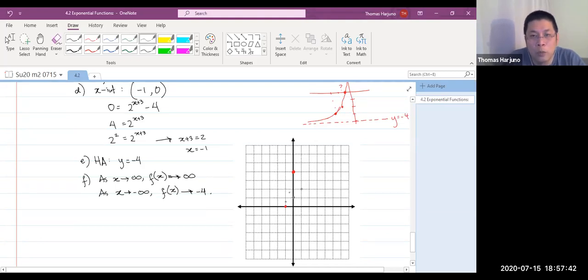Now then do that movement. Move 3 units to the left. So this guy here, move 3 units to the left and 4 units down. So the new coordinate for that gray one is now here. The y-intercept, originally (0, 1), move 3 units to the left, 1, 2, 3, and 4 units down, 1, 2, 3, 4. So the y-intercept now moves here.